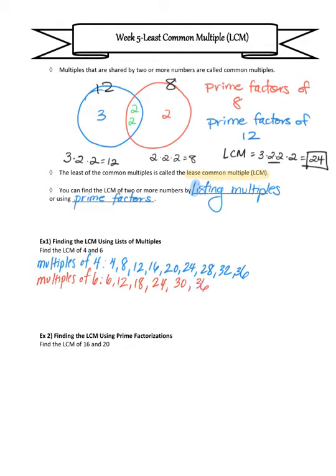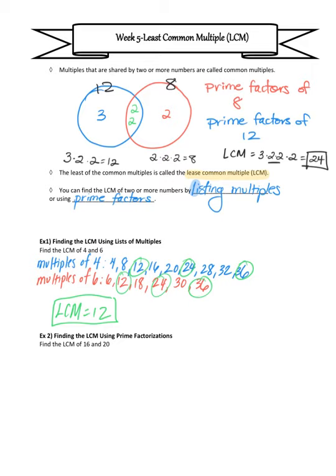Okay, so some common multiples of 4 and 6 would be 12, 24, and 36. So the least of these common multiples is 12. So we would say the LCM is 12. Okay, so that's just using lists of multiples. Now we're going to look at the prime factorizations, which I prefer a little bit better, but it's really up to you.